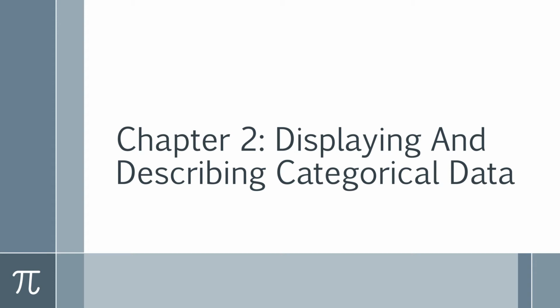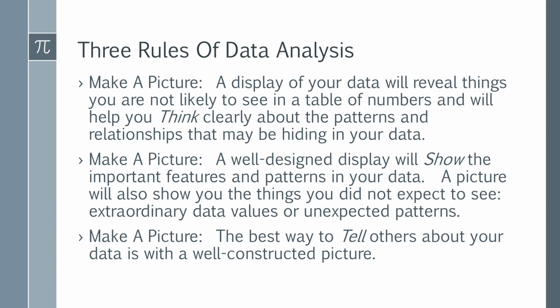This is STA 2023, and this is also Chapter 2, Displaying and Describing Categorical Data. So the three rules of data analysis are: make a picture, make a picture, and make a picture. So let's walk through these three rules.